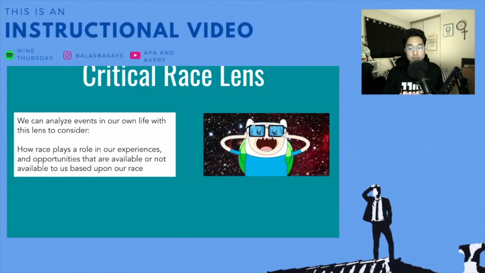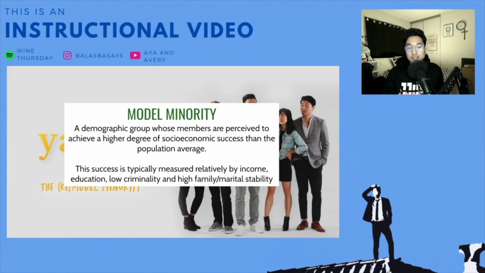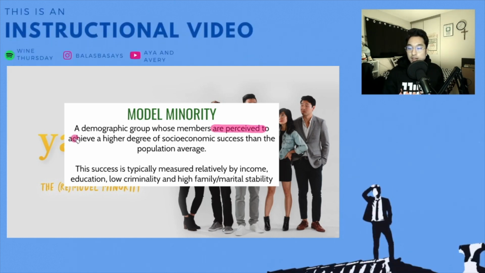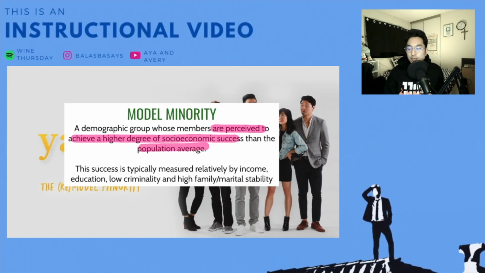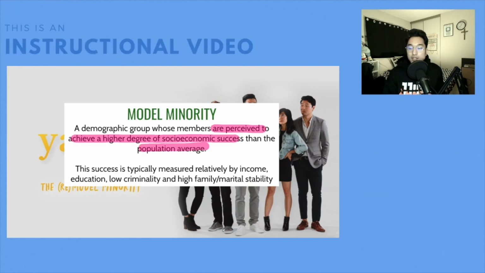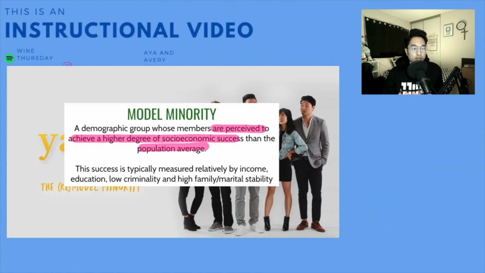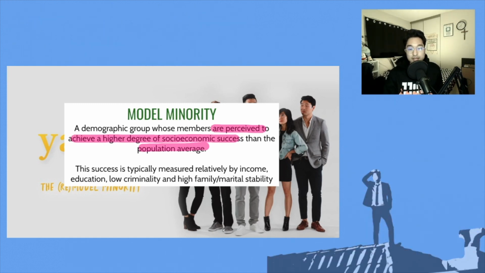One specific way we'll be looking at how race plays a role in one's experience, in this case for The Hate U Give, is a concept known as the model minority myth. This is a concept that considers a demographic group whose members are perceived to achieve a higher degree of socioeconomic success than the population average. This success is typically measured by income, education, low criminality, and high family marital stability. Oftentimes, the model minority myth refers to Asian American communities, like how Asians are good at math, or there's an abundance of Asian doctors. There aren't really many Asian criminals seen on the news. They're supposedly passive and get things done.